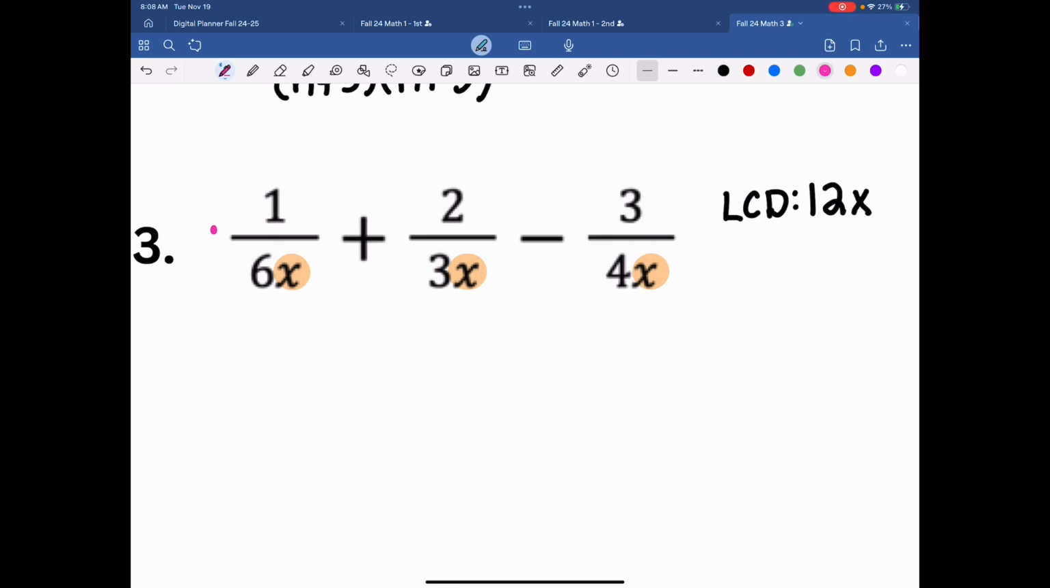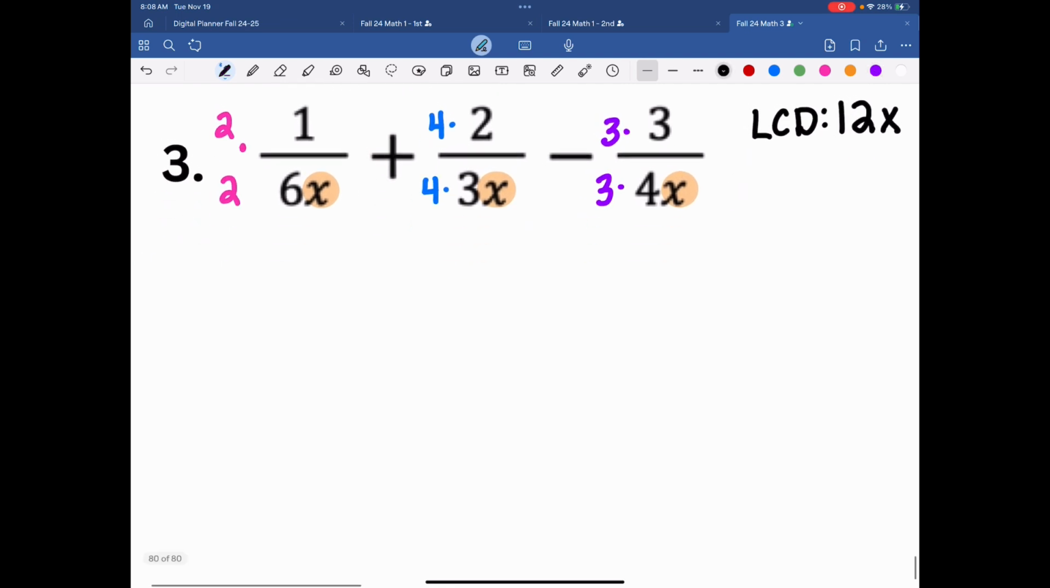To turn a 6 into a 12, we're going to multiply this by 2 on the top and 2 on the bottom. To turn the 3 into a 12, we're going to multiply 4 on the top and a 4 on the bottom. And for the last one, we have 4, and we're going to multiply that by 3 on the top and 3 on the bottom. So we have 2 over 12x plus 8 over 12x minus 9 over 12x.